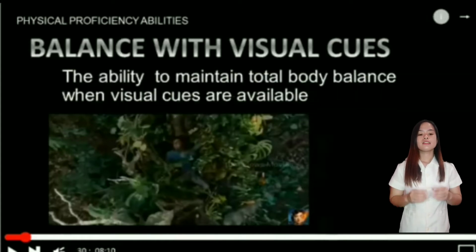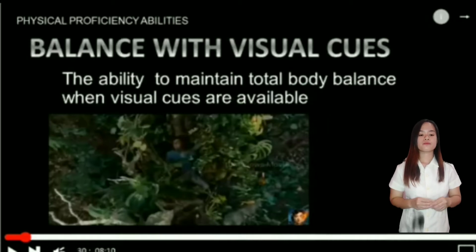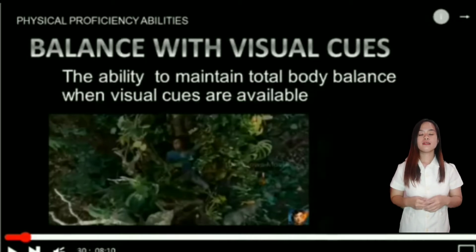Next is the balance with visual cues. In this scene, the actor is leaning on a branch of a tree to hide from his opponent. So this is an example of balance with visual cues because he maintains his body balance when visual cues are available.